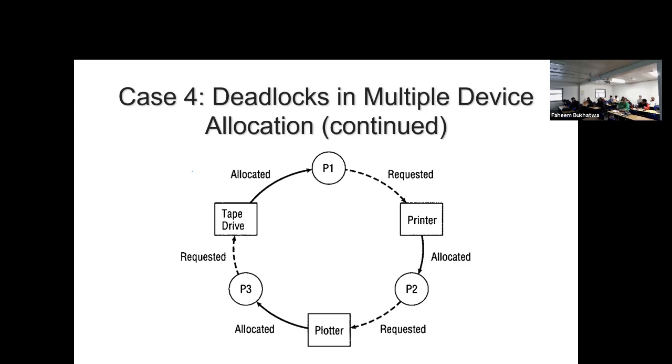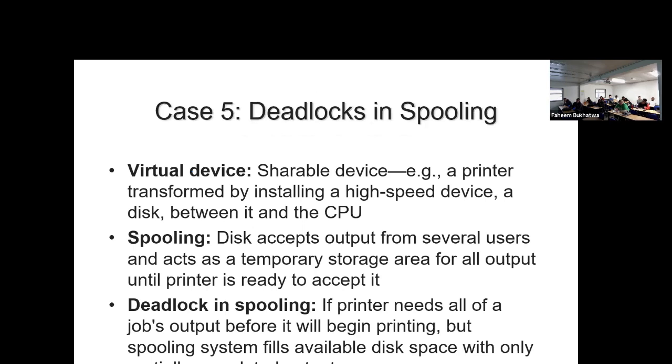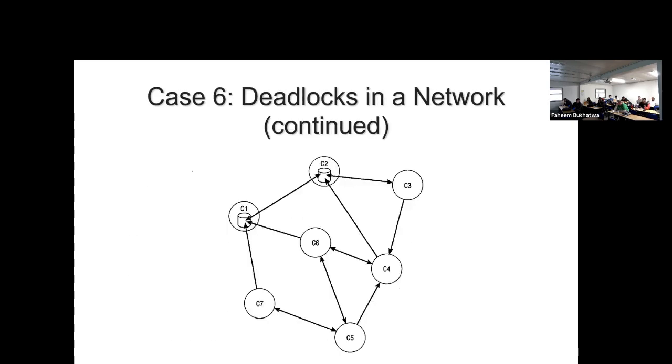This guy needs the plotter. That guy will never release the plotter because it's asleep. And it needs the tape drive anyway, and it's waiting on something else that's with another sleeping process. So this is what we call a deadlock. But in order for a deadlock to happen, let me go to this first.